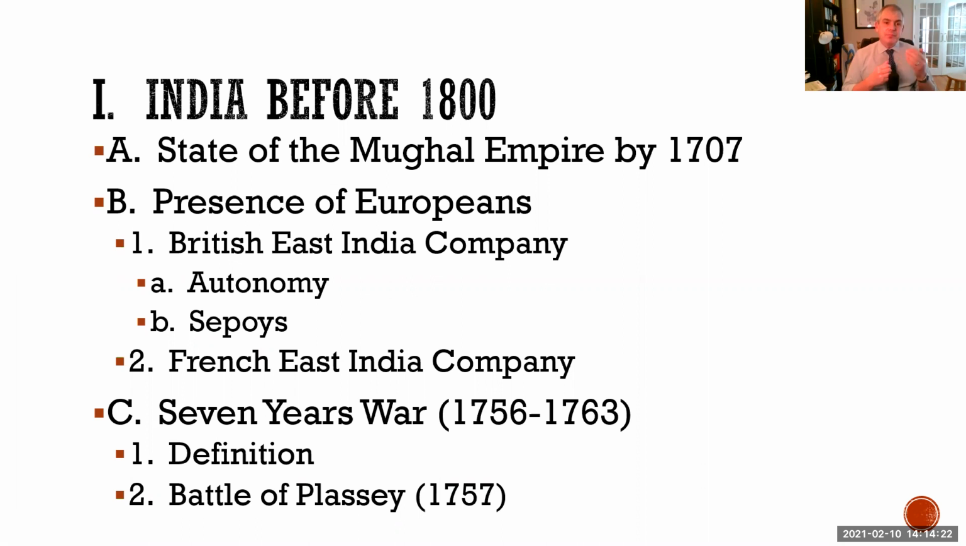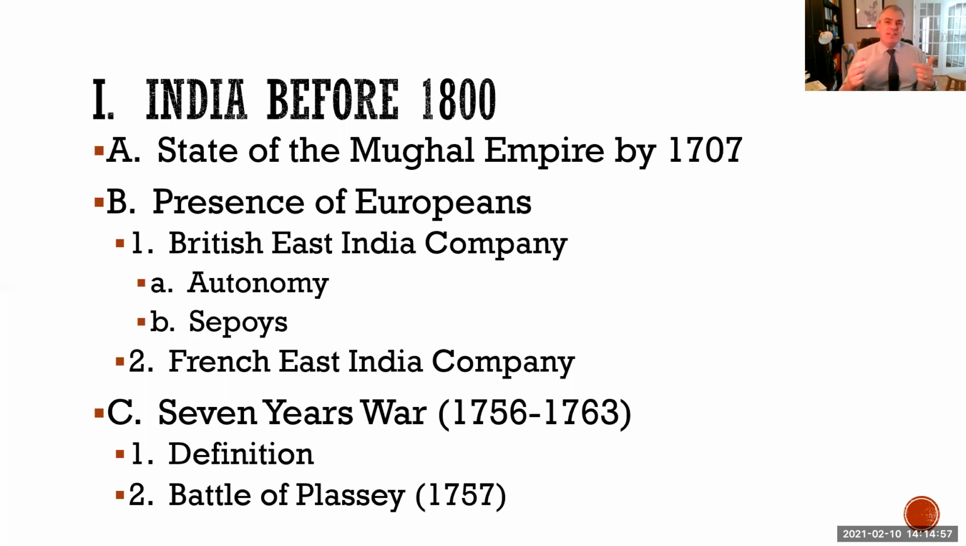the conflict. The Europeans have come in a variety of forms, but the two biggest forms I want to focus on are the British East India Company and the French East India Company. Now, the British East India Company is one of those joint stock companies that we talked about last semester. The British government is going to grant the British East India Company autonomy in order to function independently within India. They're also going to grant these people a monopoly of trade.